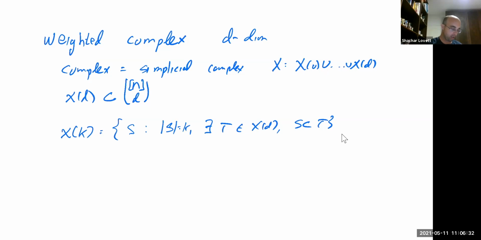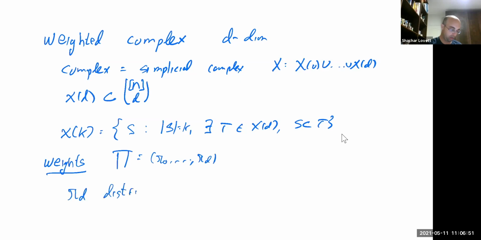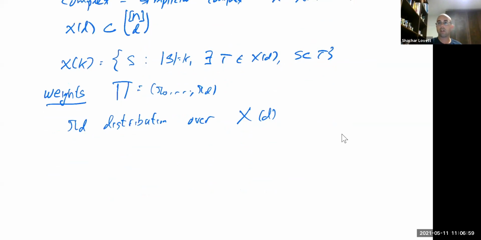And what was the weight? So the weights are basically distributions over the different levels. We denote it by pi, which was small pi 0 up to small pi d, where again, pi d is some distribution over XD. So it's some arbitrary distribution over the top level faces, and then everything else is derived from it.